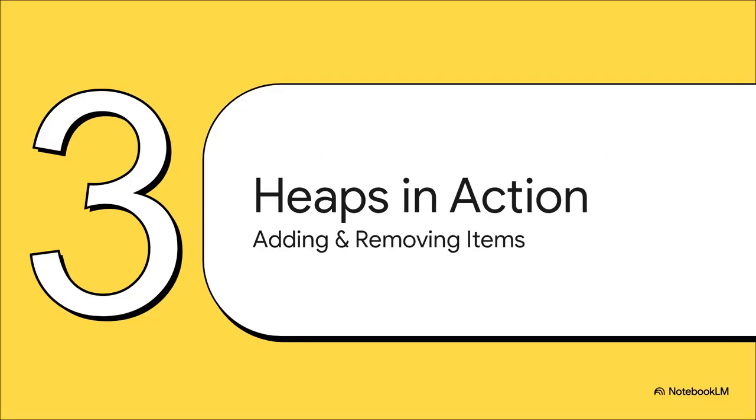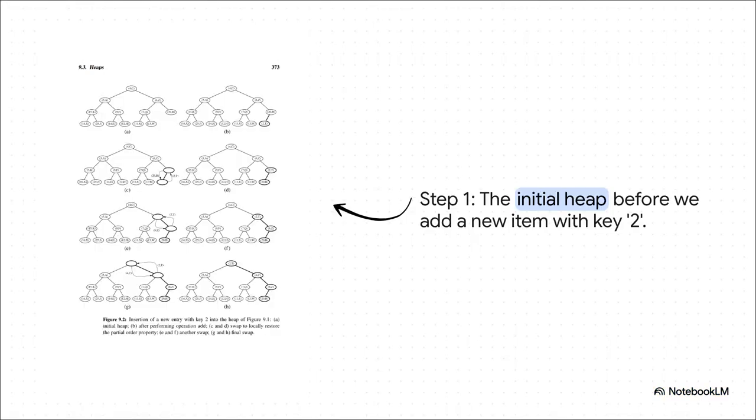Okay, but things in the real world are always changing, right? A data structure is only useful if it can handle constant updates. So let's see how this elegant design actually works when we start adding and removing stuff. All right, check this out. We've got our perfectly organized heap. Now let's say a super high priority task comes in. An emergency. We'll give it a priority of 2. Let's watch how the heap handles this new arrival.